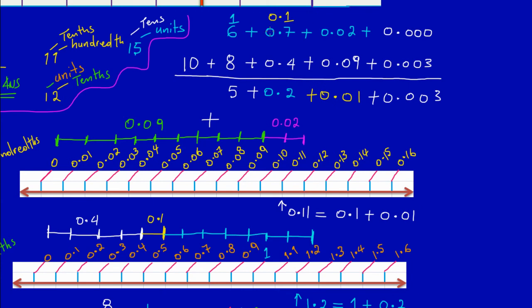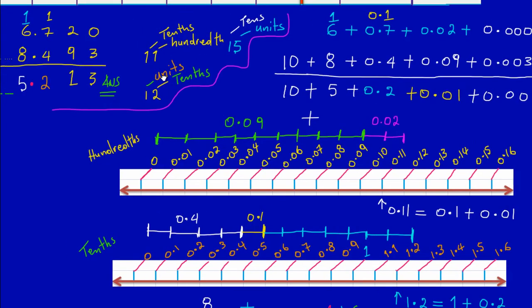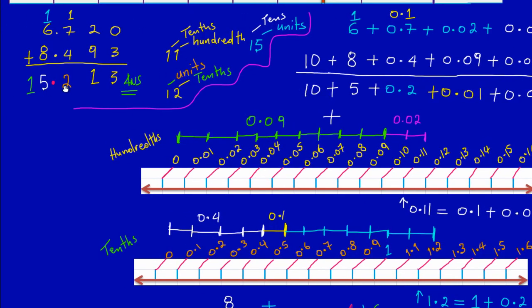Since there is nothing else in the tens column, I would just bring down my ten. So essentially what we're saying here now is that 10 plus 5 plus 0.2 plus 0.01 plus 0.003 is the same as 15.213, and we can do that quickly.